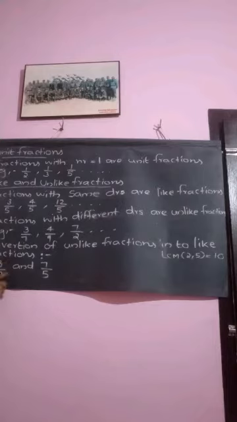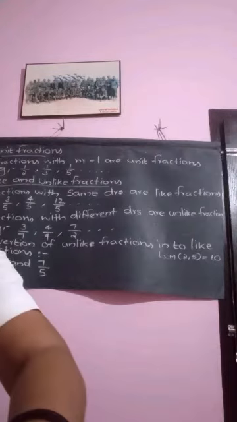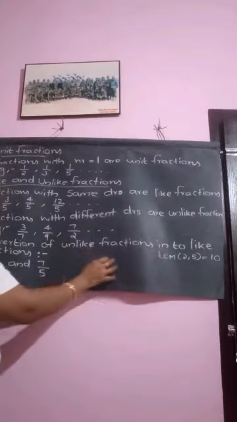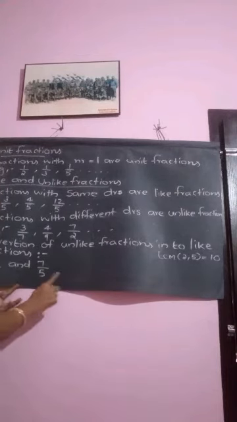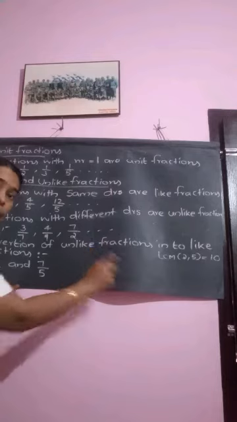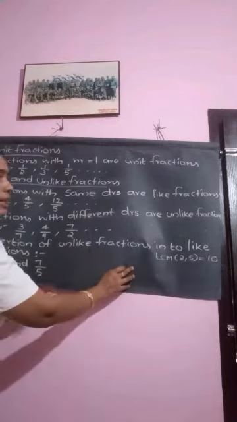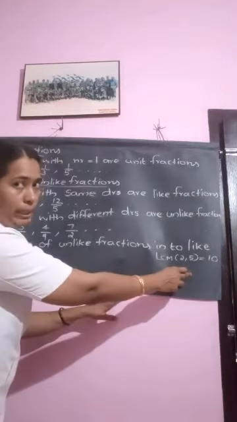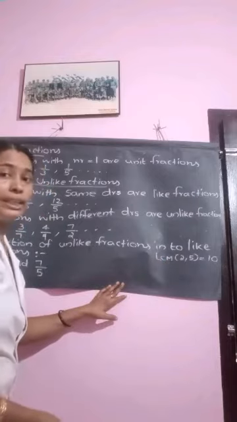For that, consider a question. 3 by 2 and 7 by 5 are given to you. 3 by 2, its denominator is 2. 7 by 5, its denominator is 5. So, we are going to convert 3 by 2 and 7 by 5 into fractions with the same denominators. For converting into same denominators, we need the LCM of the denominators. Denominators are 2 and 5. So, their LCM is 10.